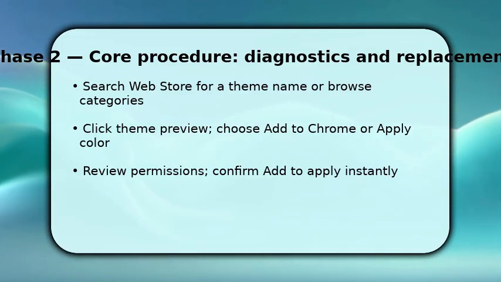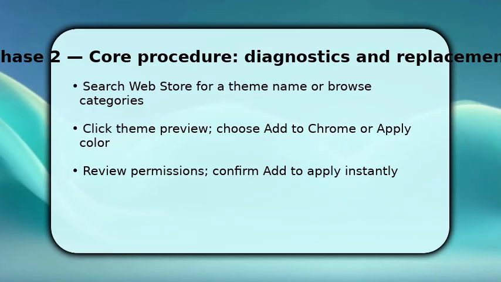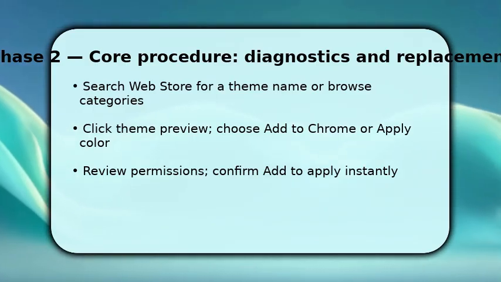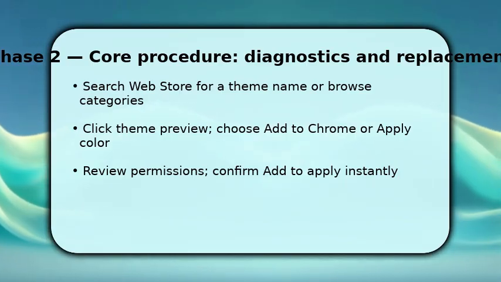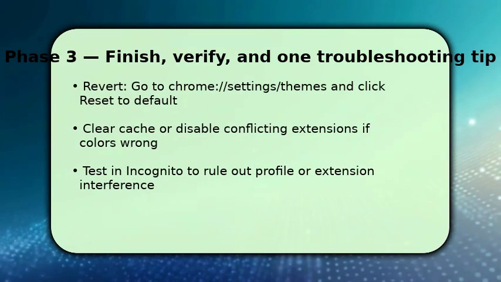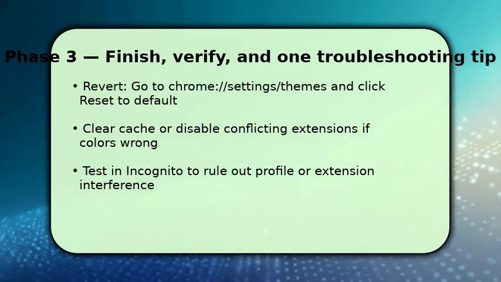If you prefer manual control, open Color and Theme, pick a palette and apply. That changes toolbar, tabs, and new tab accents. Make sure to review any extension-like permissions if the theme requests them, because that affects privacy. You finalize by checking different pages and the new tab to confirm consistent colors.